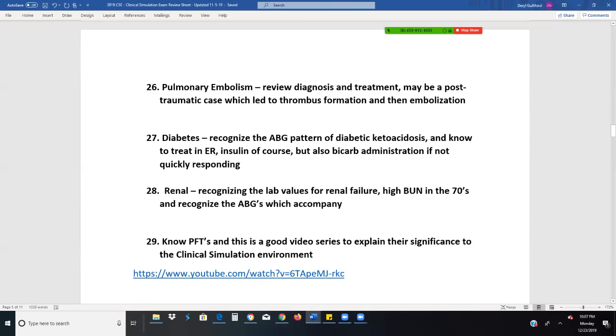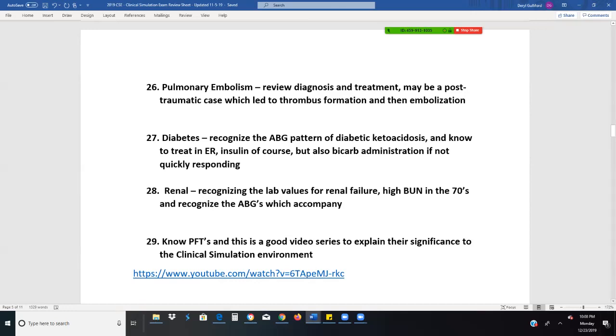All right. Diabetes, be sure you recognize the ABG pattern, which is going to be acidosis with a low bicarb and a low CO2 to compensate. I'll say that again. It's going to be acidosis, low pH with a low bicarb and a low CO2 trying to compensate. Insulin, if it's severe, bicarb also. You may actually administer bicarb in these patients.